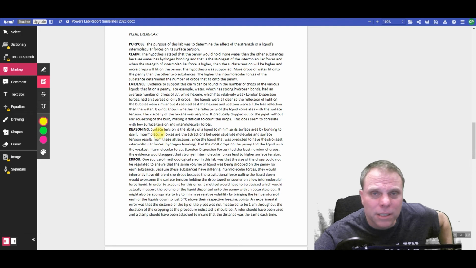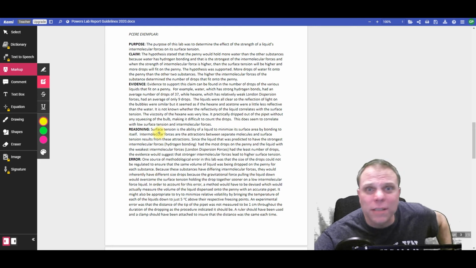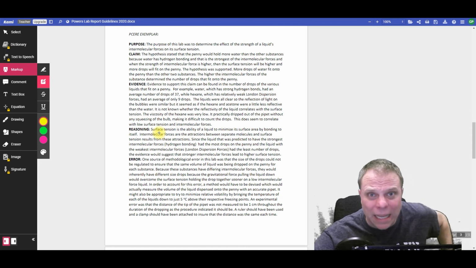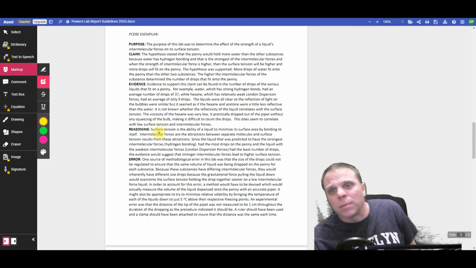Now, some labs might be a little easier than others, might not take as much time. But this is a simple lab where we're just looking at intermolecular forces. How many drops of a particular substance could fit on the end of a penny? You can see all of this stuff here. It is pretty extensive, and notice that the error part is pretty extensive. So let's see if we can identify some of the parts.